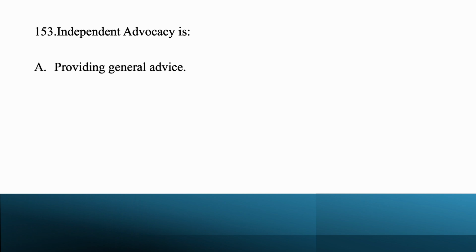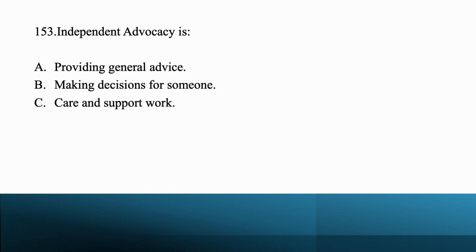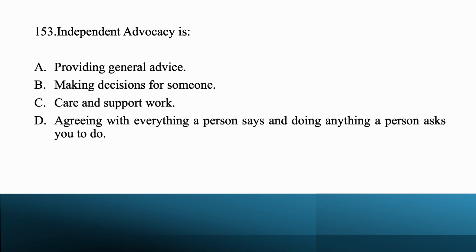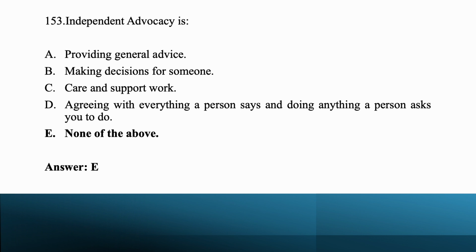Question number 153. Independent advocacy is: option A. Providing general advice. Option B. Making decisions for someone. Option C. Care and support work. Option D. Agreeing with everything a person says and doing anything a person asks you to do. Option E. None of the above. The correct answer is option E. None of the above.